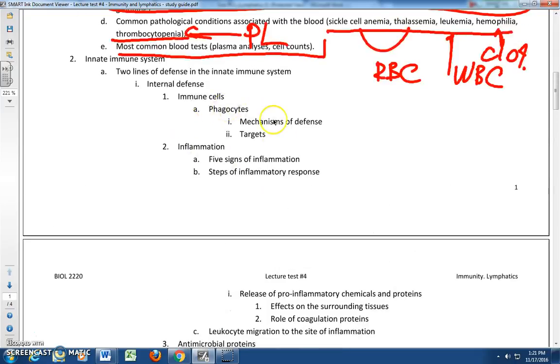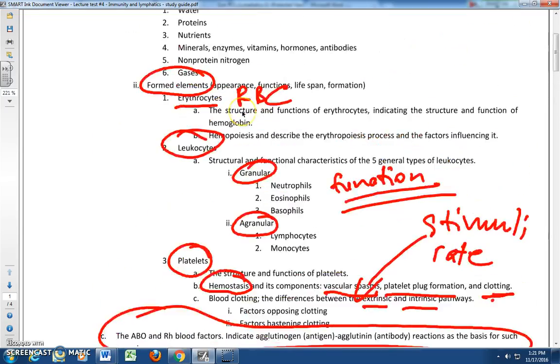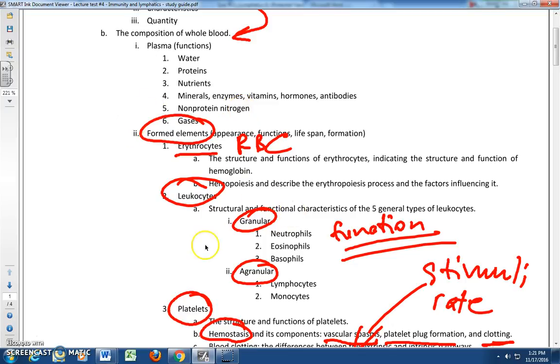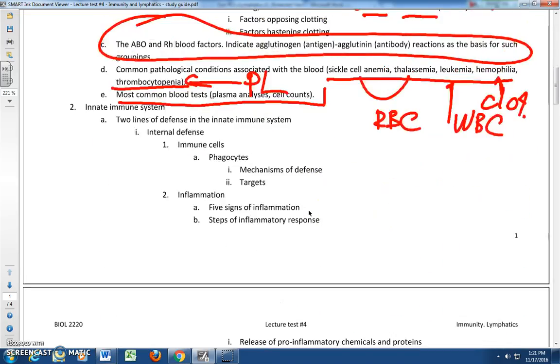Okay, phagocytes, mechanisms. Immune cells. So what do you have to know about immune cells? Going back to this, know the cells of the innate immune system. Can you tell me those now? Neutrophils, basophils, eosinophils, monocytes/macrophages, and NK lymphocytes, natural killer cells that fairly non-specifically destroy cancerous and virus-infected cells.